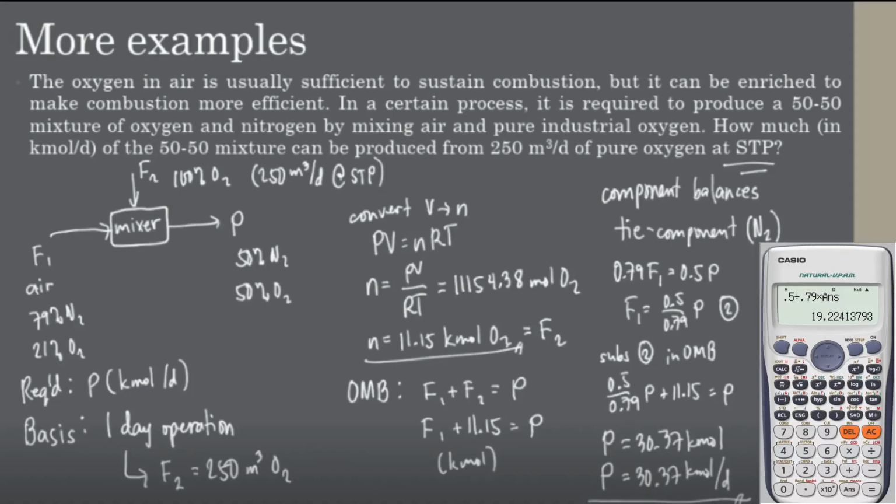You can also verify from our overall material balance if the values you obtained are mathematically sensible. For example, one way of checking if you are correct is you simply add F1 and F2 and their value should be equal to P. So we have the value of F1, 19.22, and to this we add F2, which is 11.15. This should be equal to 30.37, which is the value of our product. We can say that our calculations are correct.